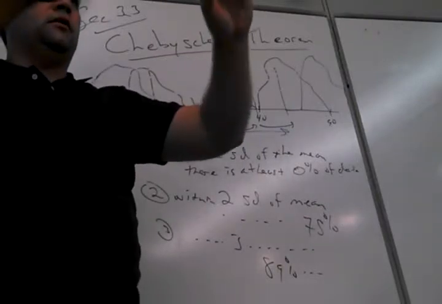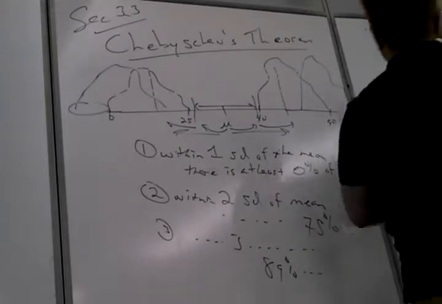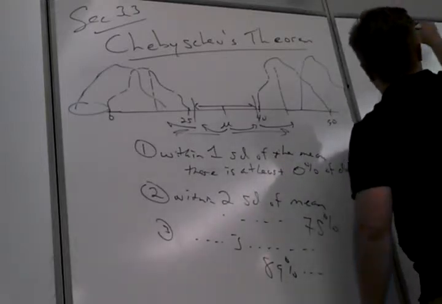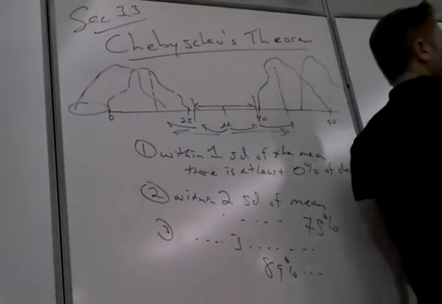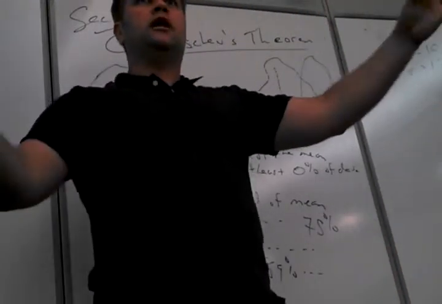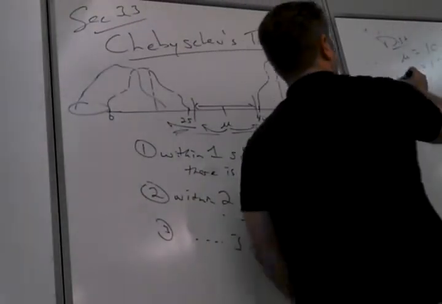All right. So if I said there's a distribution with a mean of 10 and a standard deviation of 1.2, between what two data points will you find 89% of the data at least?